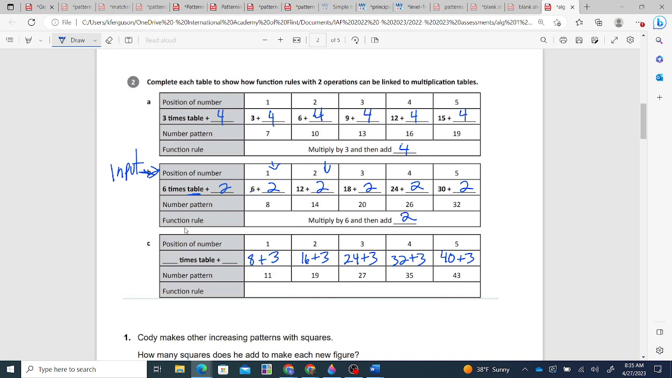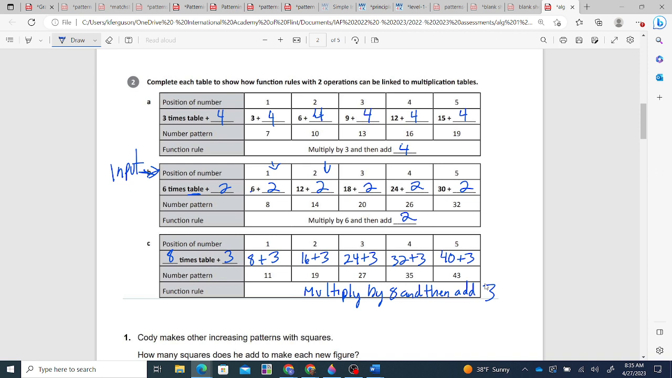Sorry I went so fast. So the function rule is 8 times the table plus what? 3. So then I'll write that down here. Multiply by 8 and then add 3.